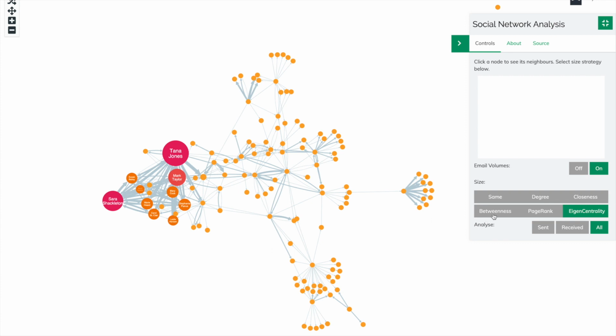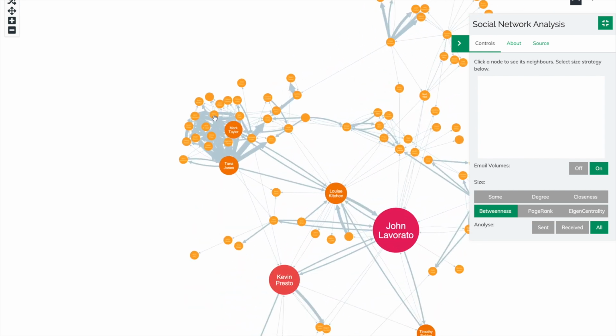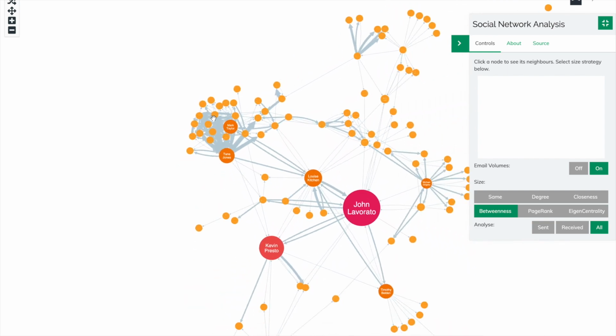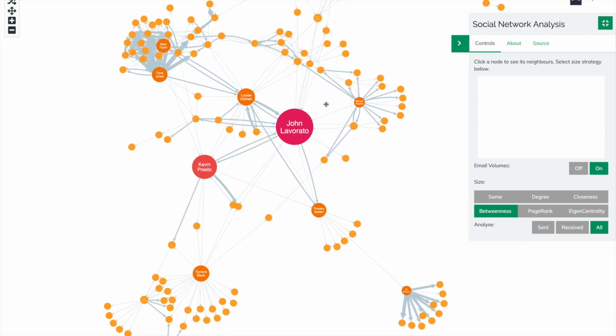And I can use this measure called betweenness, which scales the nodes in size based on how important they are to the flow of communication. If you took one of these people in the dense cluster out of the network, it wouldn't make much difference to the flow of information. So these people don't score very highly. But John here in the middle scores very highly indeed. If you took him out of the network, it would cause the most disruption.